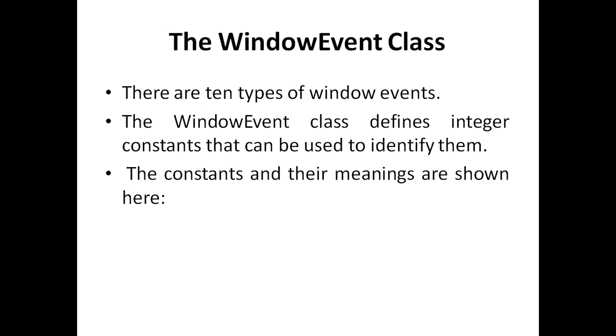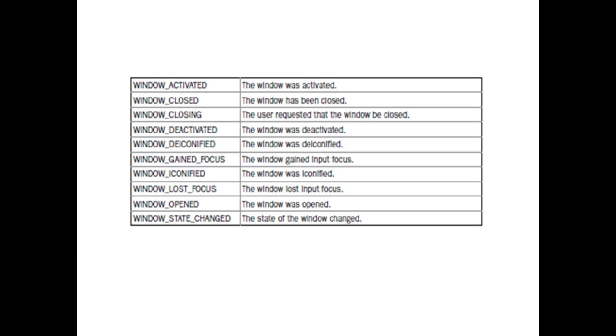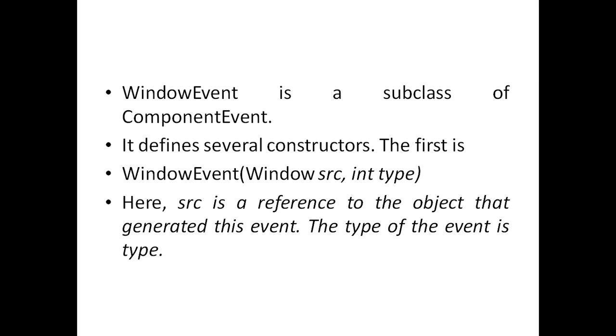Next one, it's the WindowEvent class. There are 10 types of window events. The WindowEvent class defines integer constants that can be used to identify them, like WINDOW_ACTIVATED, WINDOW_CLOSED, WINDOW_CLOSING, WINDOW_DEACTIVATED, WINDOW_DEICONIFIED, WINDOW_GAINED_FOCUS, WINDOW_ICONIFIED, WINDOW_LOST_FOCUS, WINDOW_OPENED, WINDOW_STATE_CHANGED. WindowEvent is a subclass of ComponentEvent.